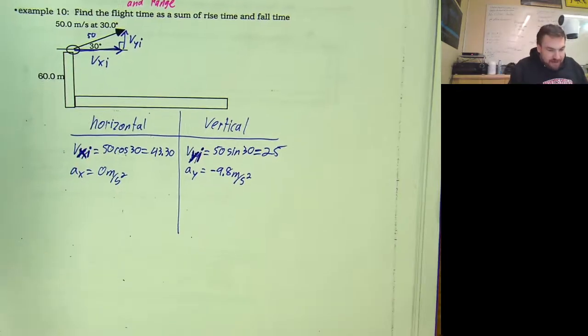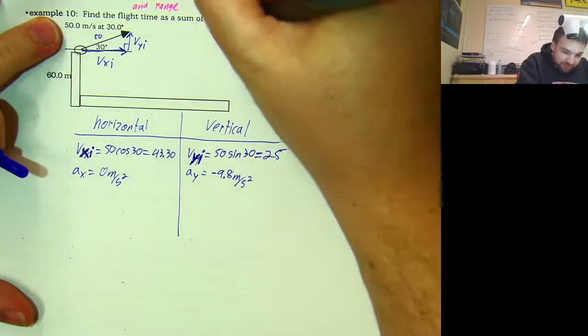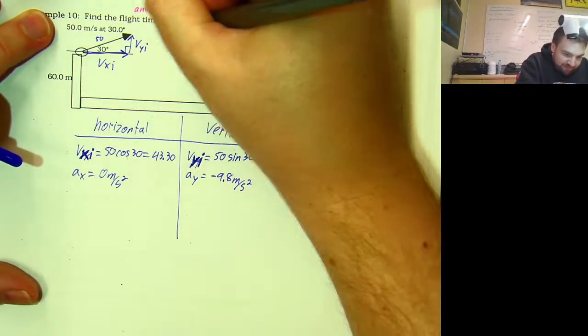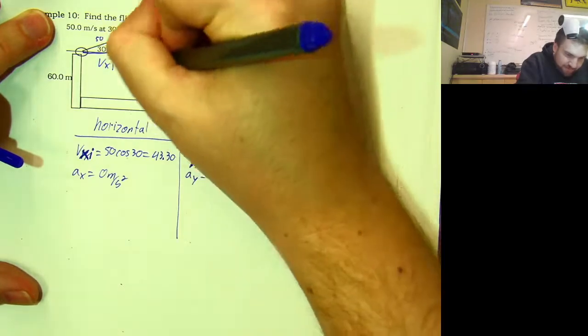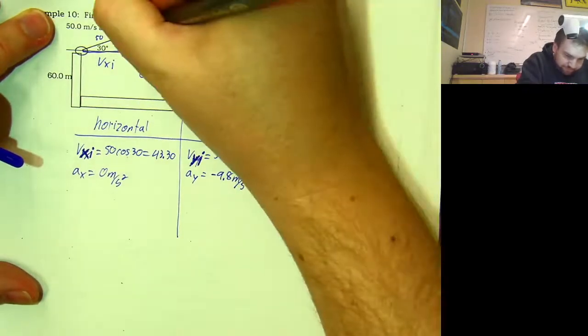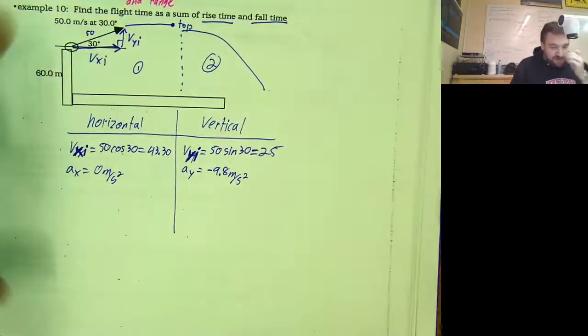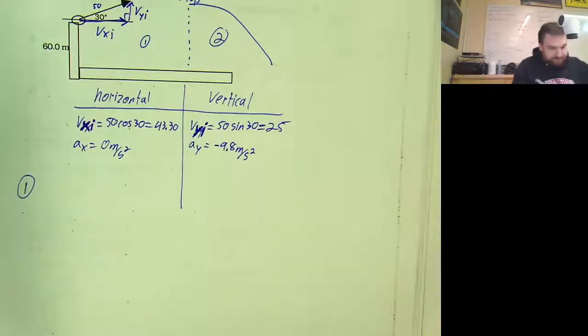So we're breaking this thing up. We want to find the sum of the rise time and the fall time. So we're going to have two parts of this problem. We're going to have the start to the top, and then the top to the bottom. So that's stage 1, and then stage 2, the top to the bottom.